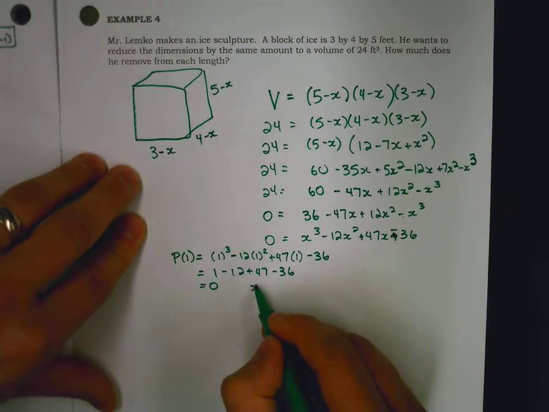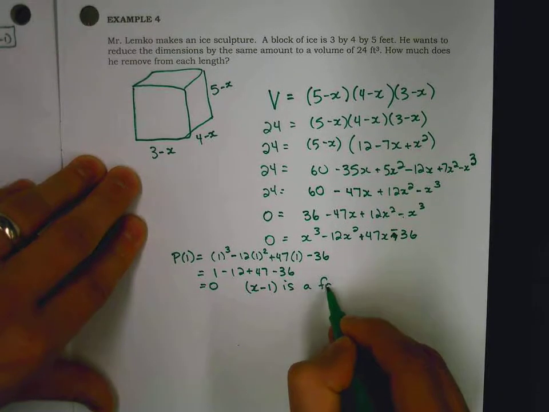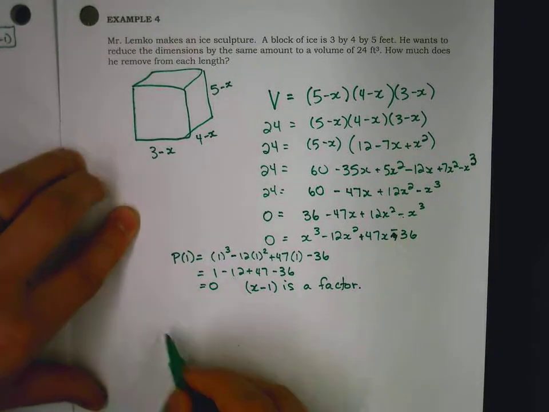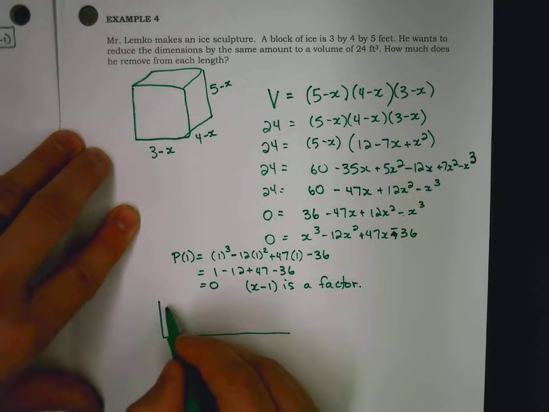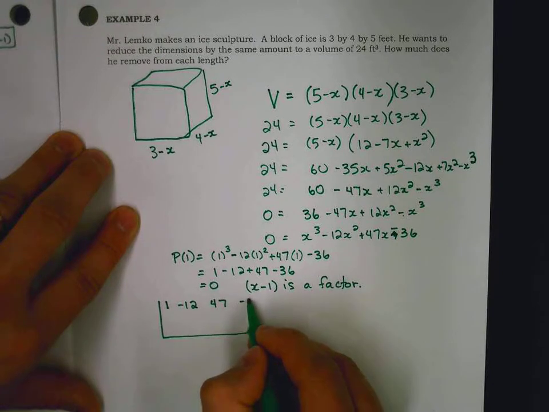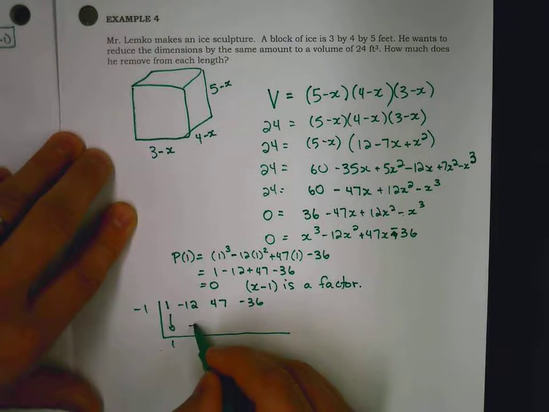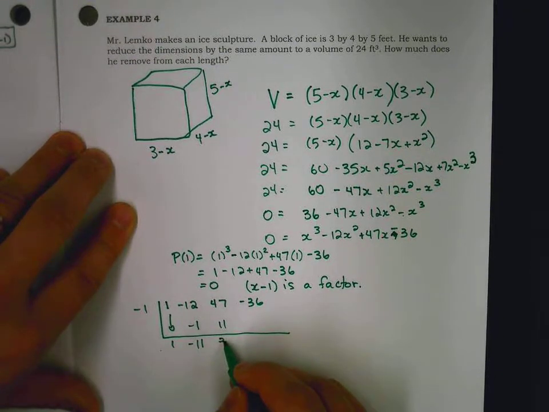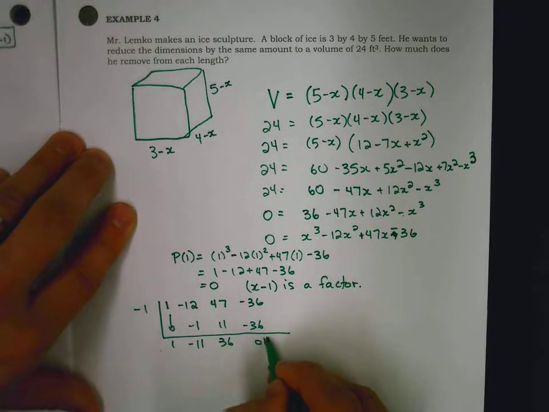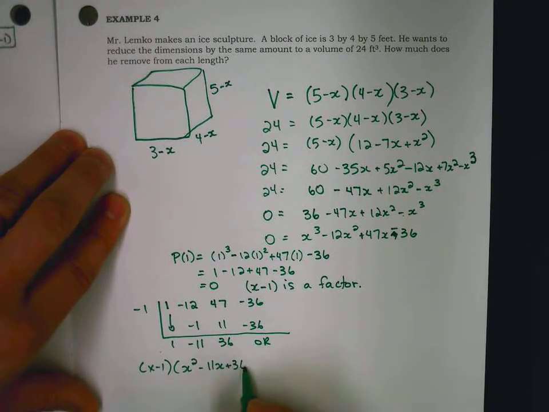So conveniently the first one worked, and if x equals 1 works, then x minus 1 is a factor. That was a little lucky, we'll say. So we can go into our synthetic division and divide the x cubed minus 12x squared plus 47x minus a 36 by an x minus 1 and complete our cycle. Multiply, subtract, multiply, subtract, multiply, subtract for the 0 remainder. This gives us an x minus 1 times an x squared minus 11x plus a 36.